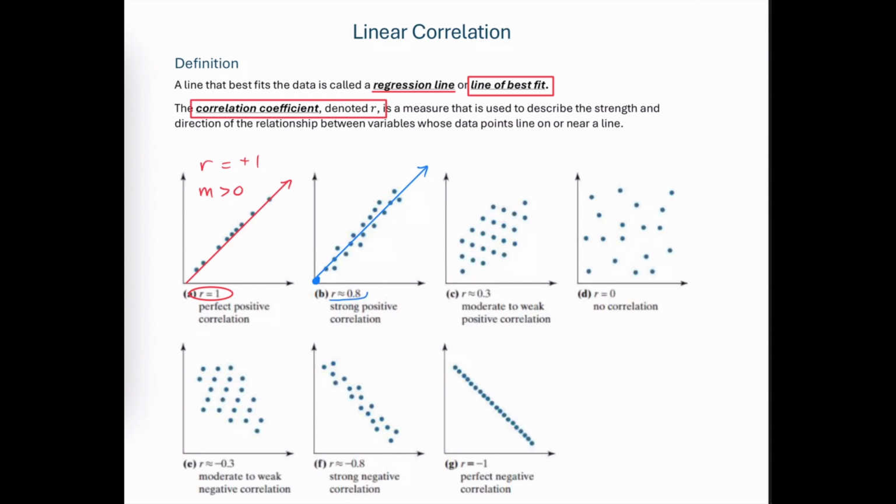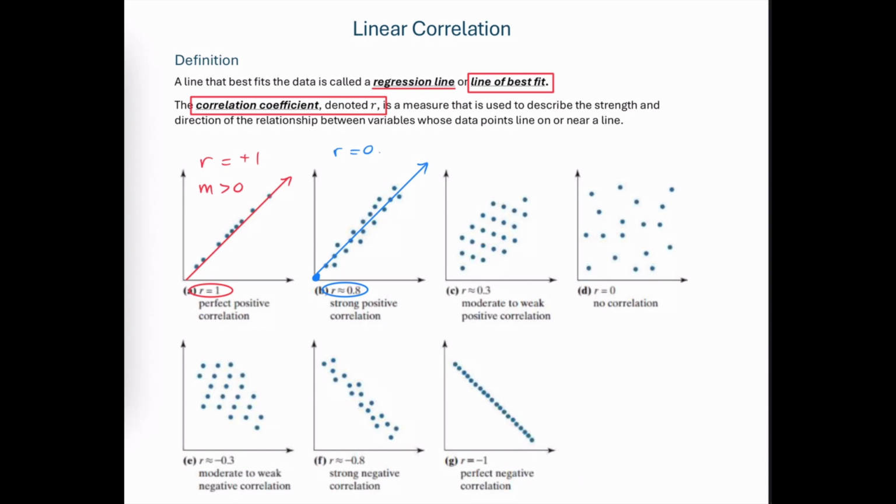Notice here we get a correlation coefficient of 0.8. When the correlation coefficient is fairly close to 1, but not exactly 1, we say that there's a strong correlation, but not all of the data points are exactly on the line. A positive correlation means, again, that the slope is positive. Generally speaking, as one value increases, the other also increases.